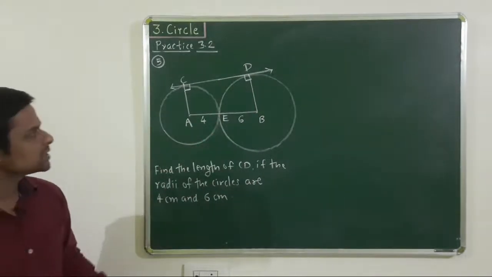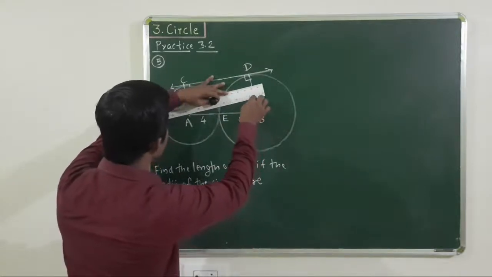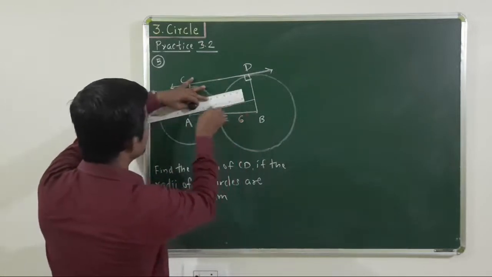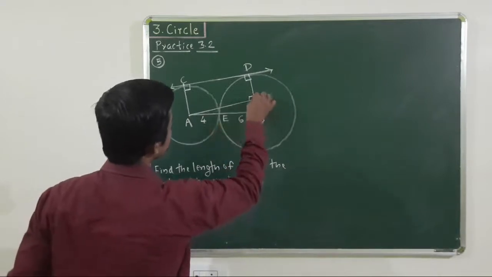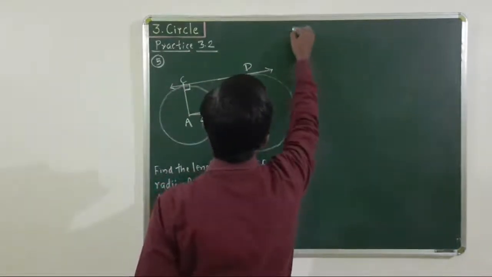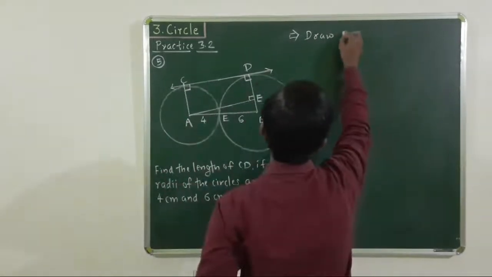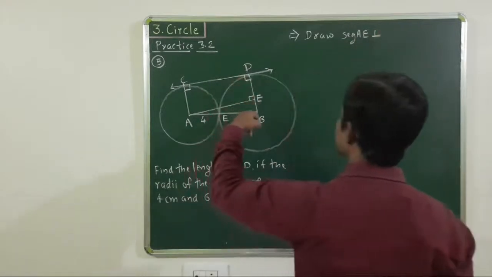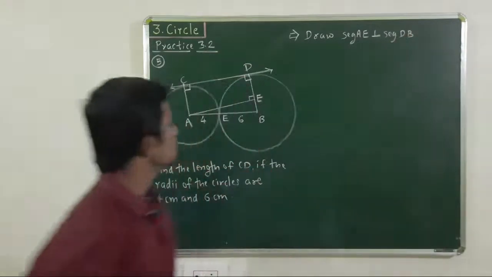Now we'll do a construction here. We'll draw one perpendicular from point A on radius BD, or on segment BD. This is our construction. Solution: draw segment AE perpendicular to radius DB, or segment DB. Now the solution is very simple.